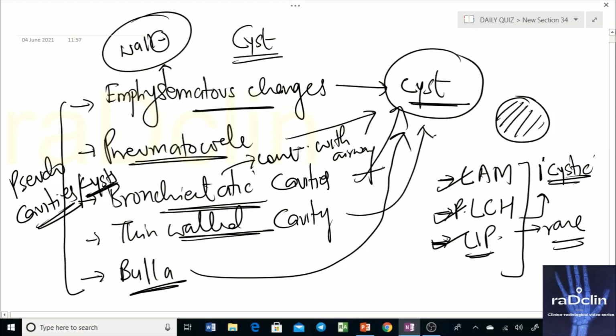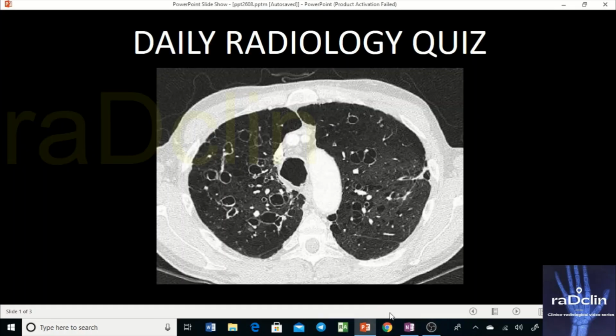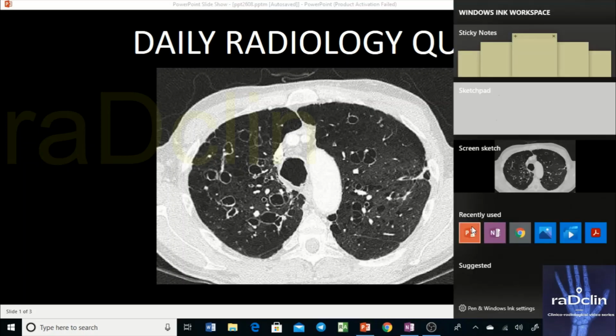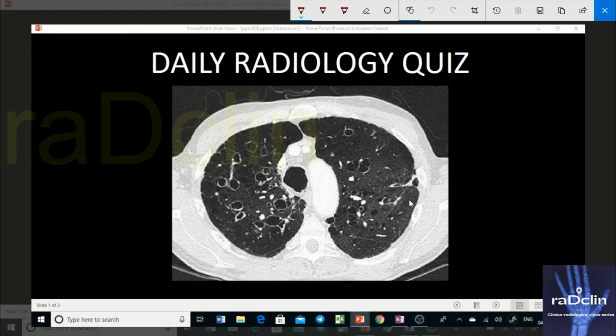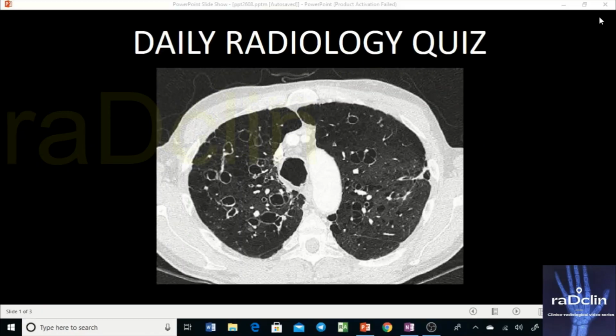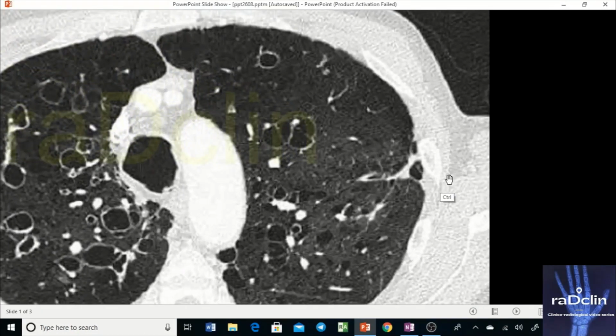Okay, and in walled cavity or bulla, again these are emphysematous changes only. So you have to look for other findings to localize whether the cyst is cystic primarily or it is secondary to something. So in this particular case that is shown here, if you look closely at this point, I have to zoom it for you, to appreciate the findings.